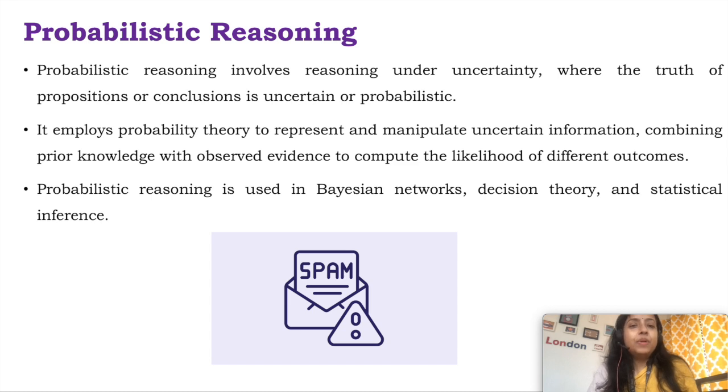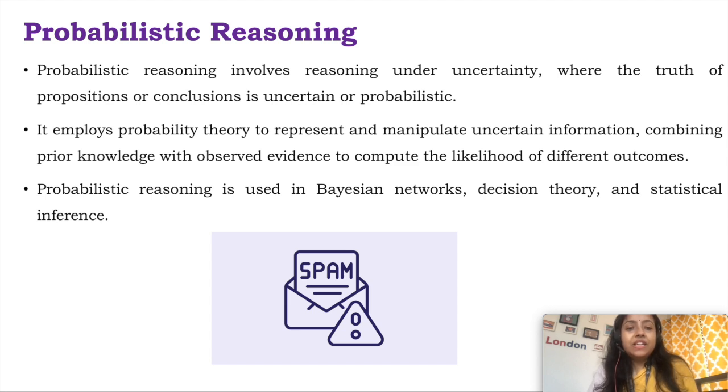Next we come to probabilistic reasoning. Probabilistic reasoning involves reasoning under uncertainty, where the truth of propositions or conclusions is uncertain or probabilistic. It employs probability theory to represent and manipulate uncertain information, combining prior knowledge with observed evidence to compute the likelihood of different outcomes. Probabilistic reasoning is used in Bayesian networks, decision theory, and statistical inference.